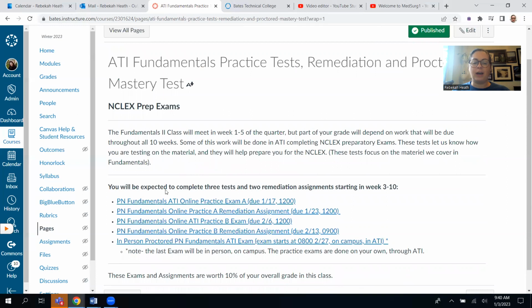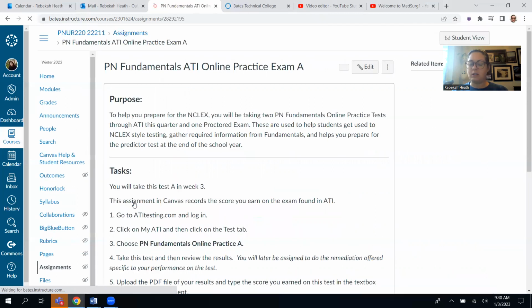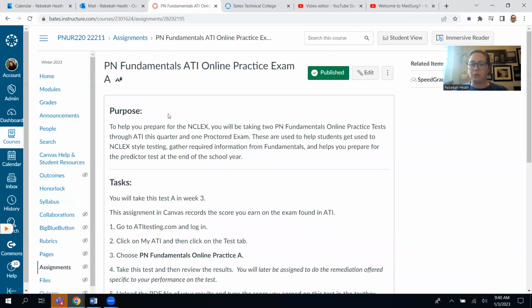So you have these 5 assignments or 5 practice tests, practice exams. So it's pretty much split into practice test A, B, and then the final one. And then A and B have a remediation. So let's look at practice A. You do this at home, and it walks you through why we're doing this to help prepare you for the NCLEX. They're kind of hard tests, and we don't expect you to do fantastic, but we do expect you to try.